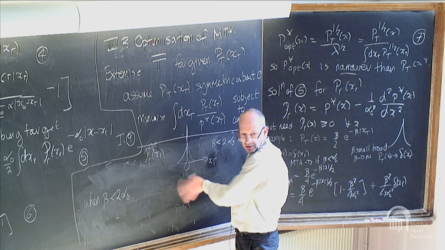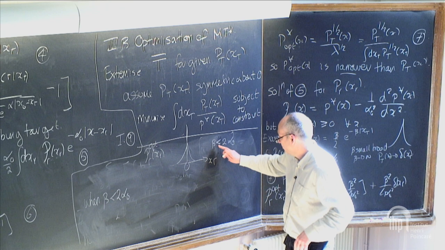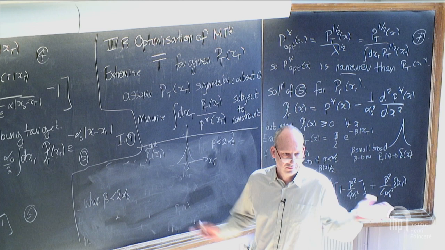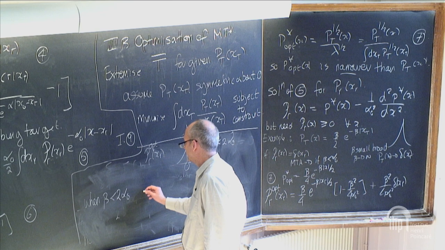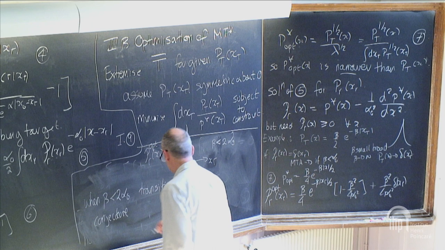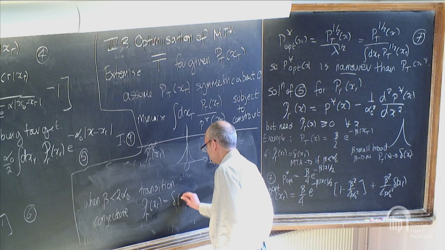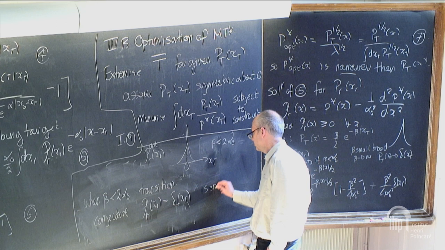So there's a transition from this distribution, and what we would conjecture is that in the case where beta is greater than 2 alpha naught, the optimal distribution is in fact just a delta function. That would seem natural. And when beta is less than 2 alpha naught, we get a transition. And what we would conjecture is that a resetting distribution which is just a delta function is the optimal distribution.